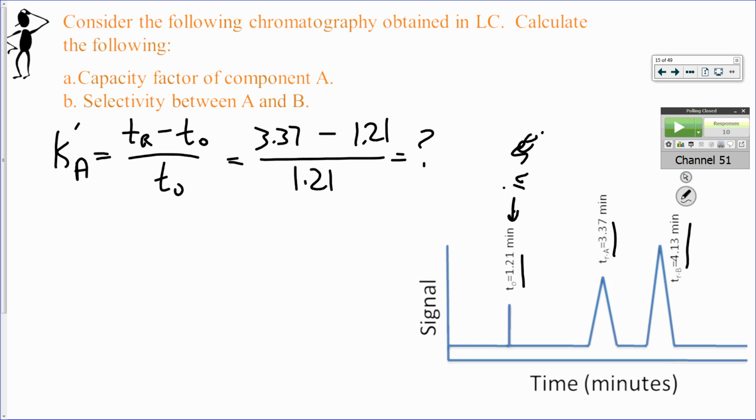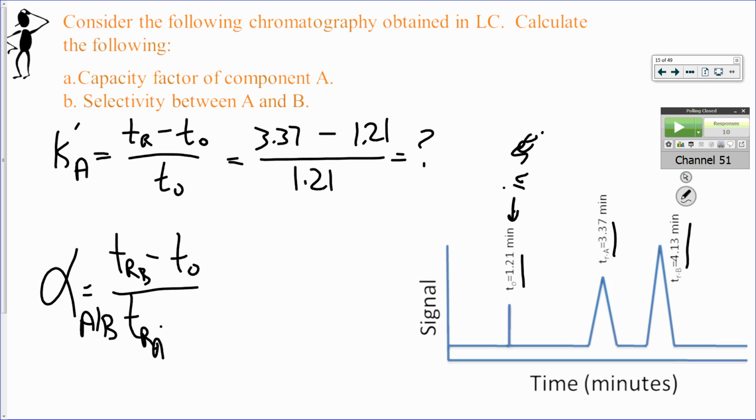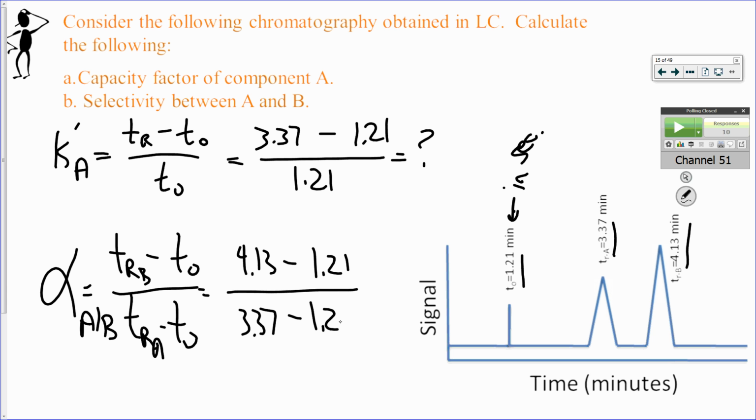Now selectivity. The way that I do selectivities is the ratio of the adjusted retention times. So it's TR of the second eluting peak less T naught, divided by TR of the first eluting peak less T naught. So I take the second eluting peak, 413, less the void time, and the first eluting peak on the bottom less the void time. So those are really simple calculations to do. You just have to know the numbers to put into them.